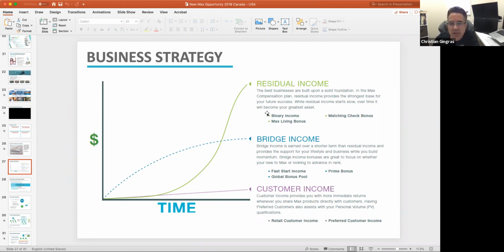And I mentioned to the audience that we're going to cover the binary income, and we'll touch briefly on the matching check bonus. And we'll touch on a max living bonus, but it's really the binary income that we'll focus on. And then we'll get into the bridge income, which we'll talk about the fast start income, which is the income that is immediately generated when an associate begins. And then we'll move on to the prime, which is the building block in the foundation of building your organization, right? And then we'll touch a little bit of the bonus, the global bonus pool.